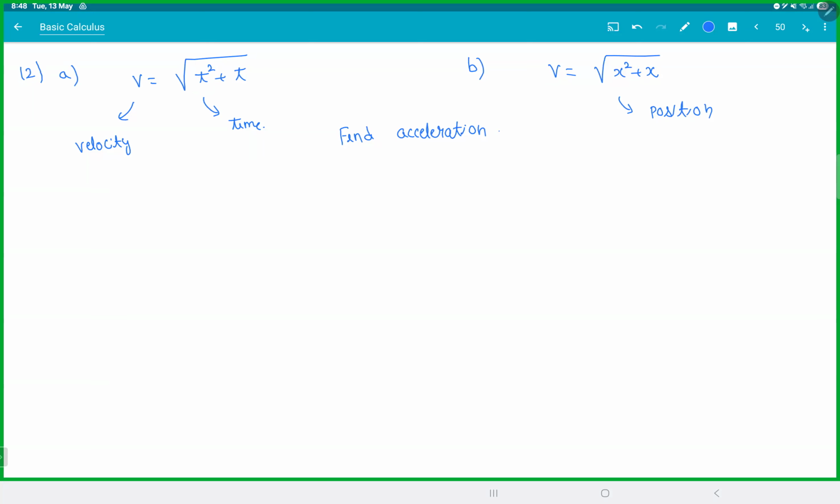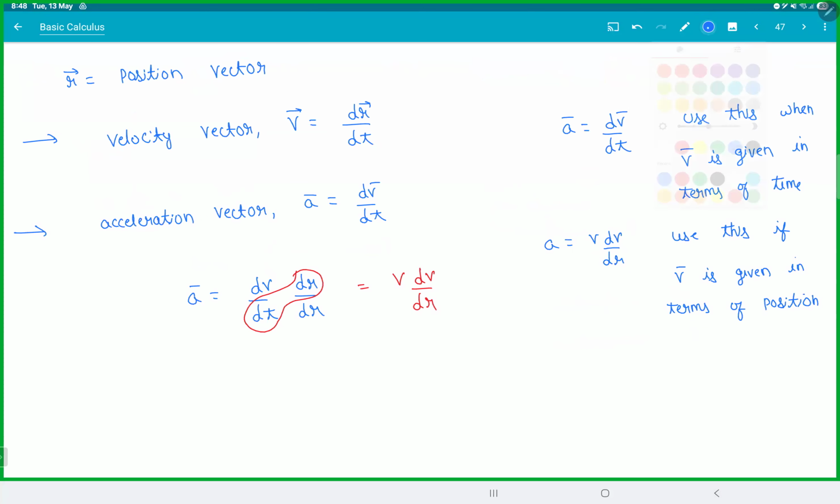Basically chain rule. Both are chain rule. Okay, let's see. I don't remember the answer. Even I have to differentiate. Try. I'll give you a minute for each. Be careful. They look same, but they're not same. This is what I taught you just now. If v is given in terms of t, use this. If v is given in terms of position, use this.